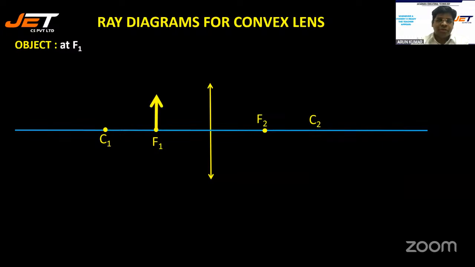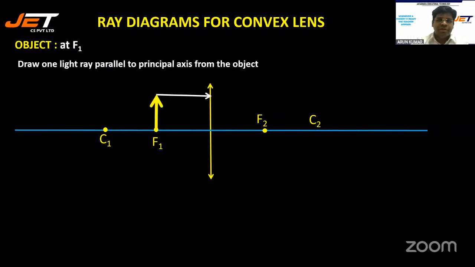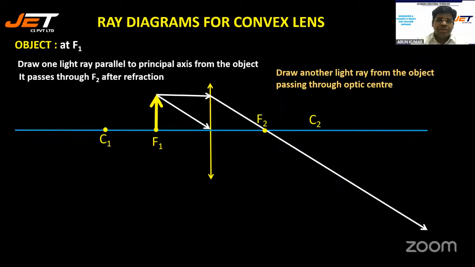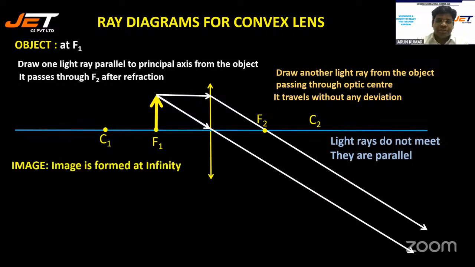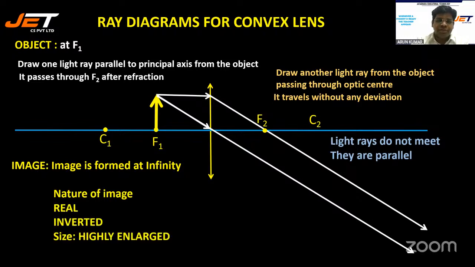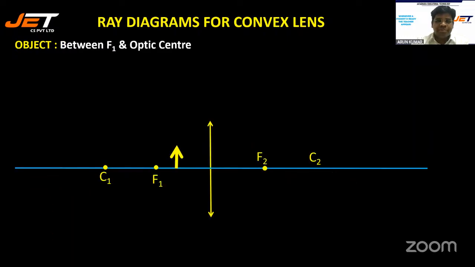When it's at F1, what happens? Here is one ray, here is a ray through optic center, and they do not meet. They are parallel to each other. All right, geometrically they are parallel to each other. So nature of the image is real, inverted, and highly enlarged. When it is between F1 and optic center, now what happens?